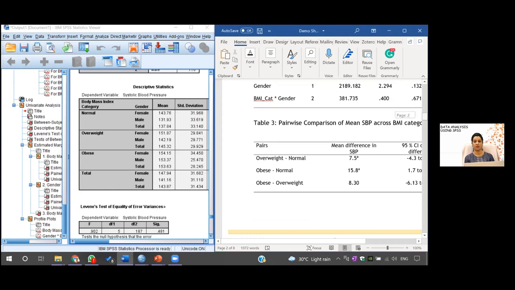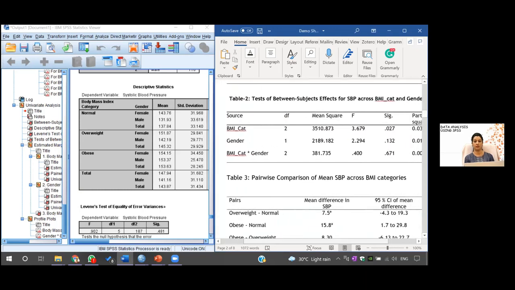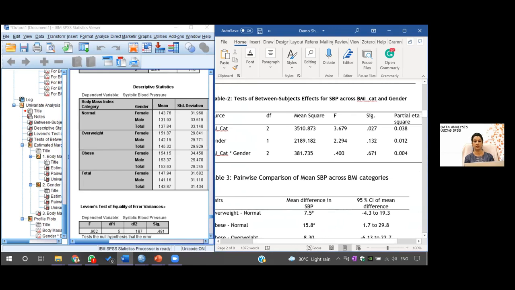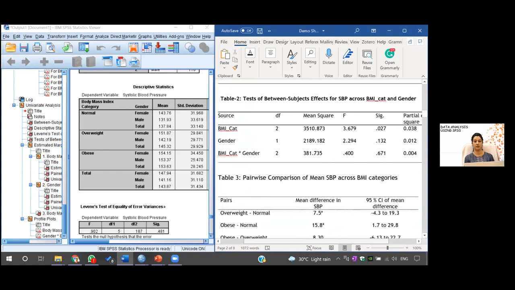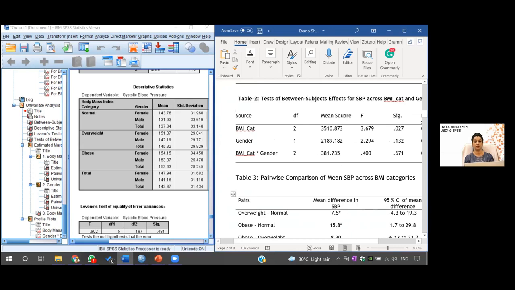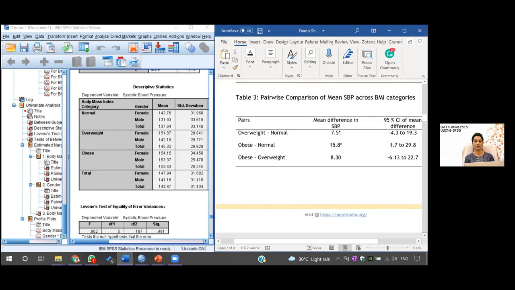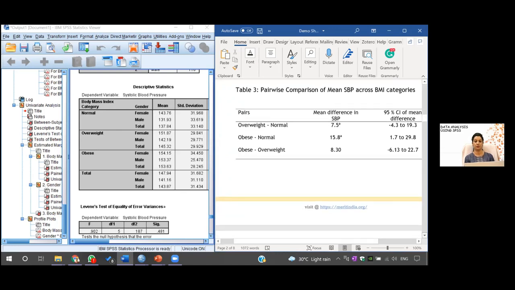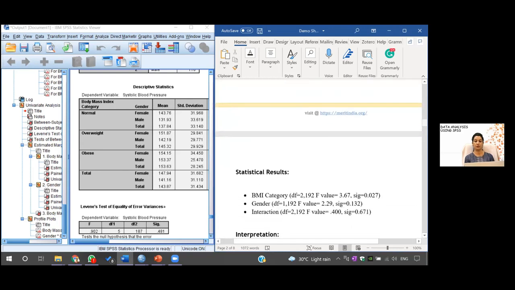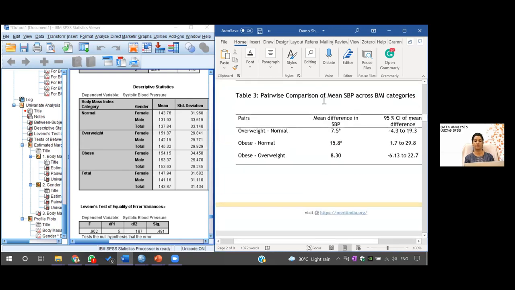So test between subject, this is important. And here you will show that significant value, that it was significant, but these two were not significant. This interaction was not significant. And then you will show the pairwise comparison across various BMI categories. So you will show this, and then you can show one more table that we have not kept here. That is the pairwise comparison of mean SBP across BMI category, and then the pairwise comparison of mean SBP across gender category, because you need to report the two main effects that we have seen.